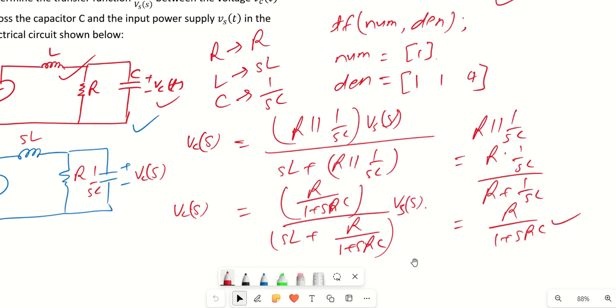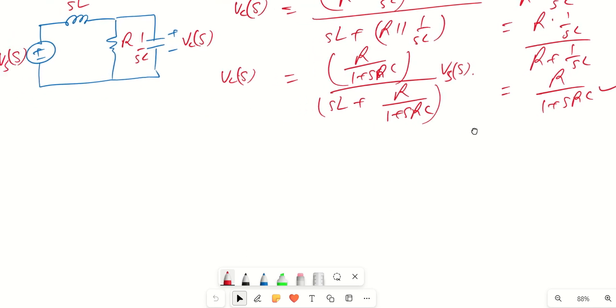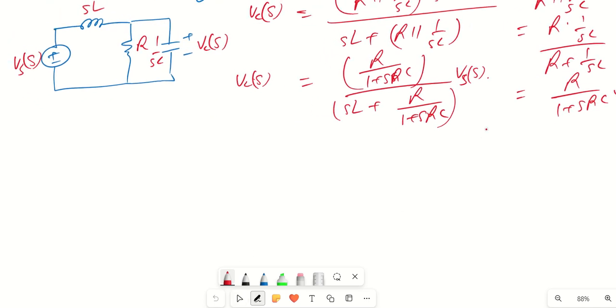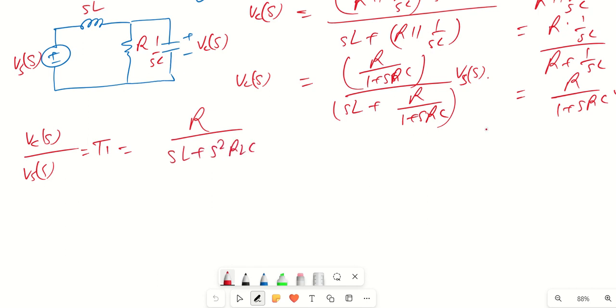After a little more solving, Vc(s) will bring this Vs(s) down. So this will be my transfer function, let us say T1. Tell me, 1 plus SRC will get cancelled, so that will become just R by, this will get multiplied here, so this is going to be SL plus S square RLC plus R.